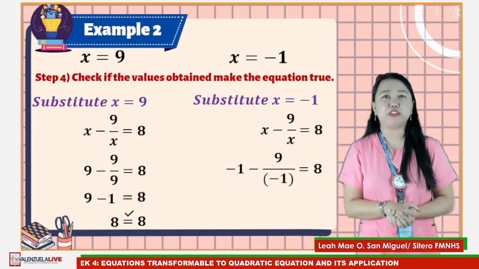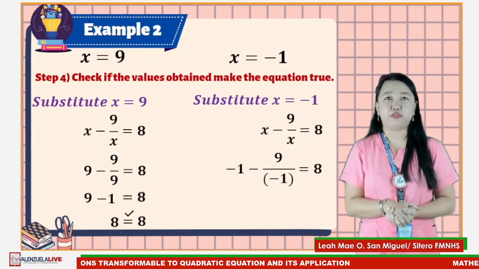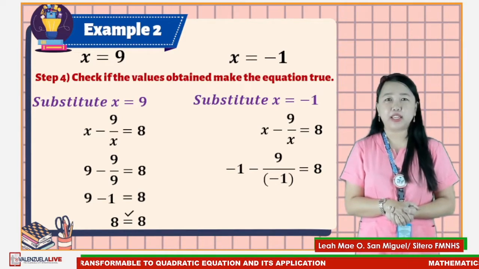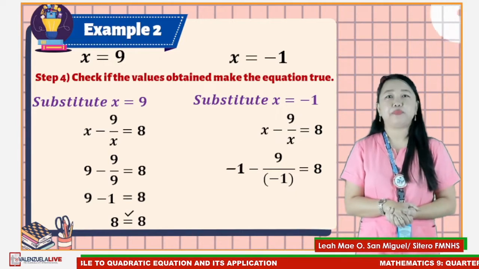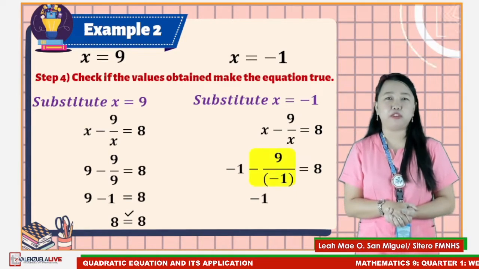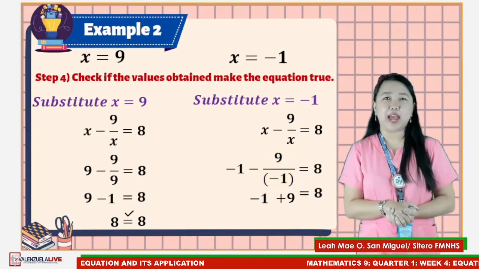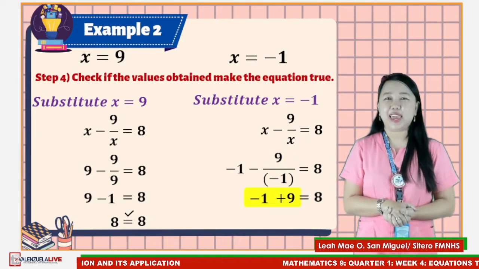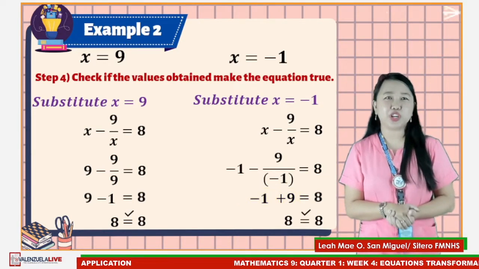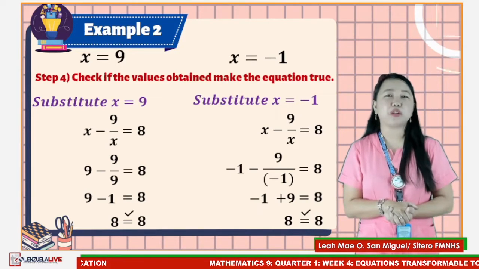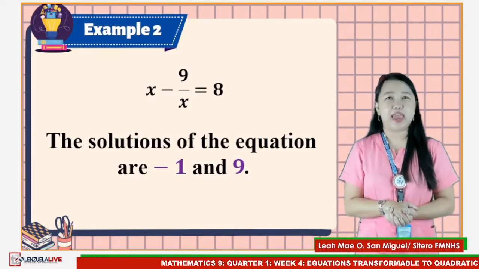Substitute x by negative 1 into the original equation. It will give us negative 1 minus 9 over negative 1 is equal to 8. Simplify. Negative 9 divided by negative 1 is 9. Then, negative 1 plus 9 is 8. 8 equals 8. Check. So the solutions of the equation x minus 9 over x equals 8 are negative 1 and 9.